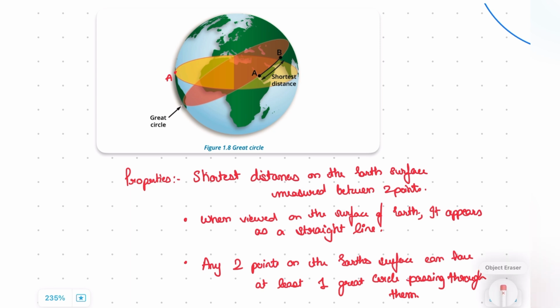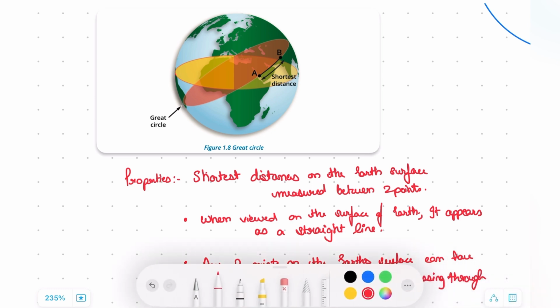So as long as my 2 points are diametrically opposite, I can draw an infinite amount of great circles. I could draw it like this, like this, like this, and so on and so forth. If the points are not diametrically opposite, then I can at least draw one great circle passing through them.